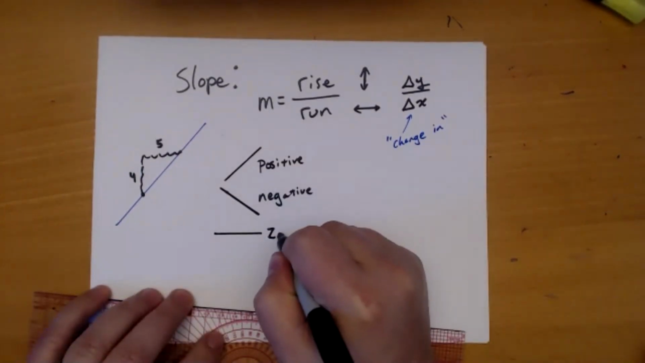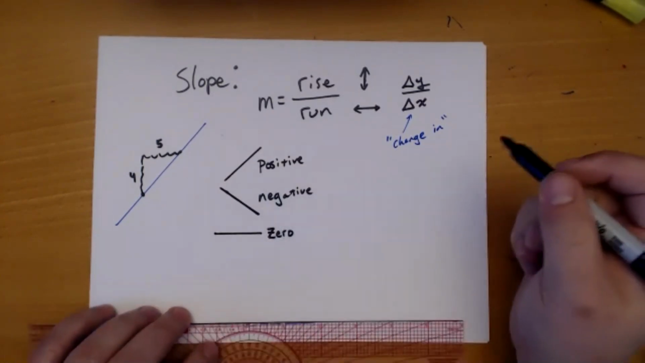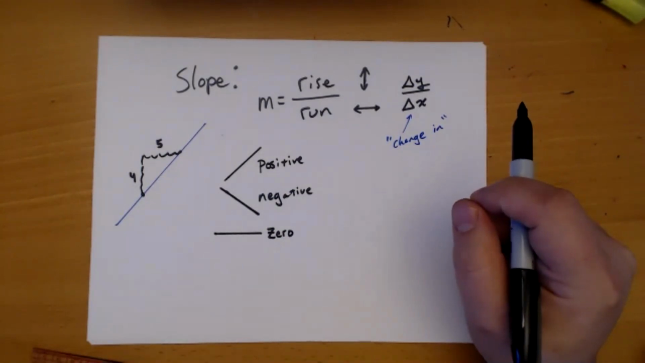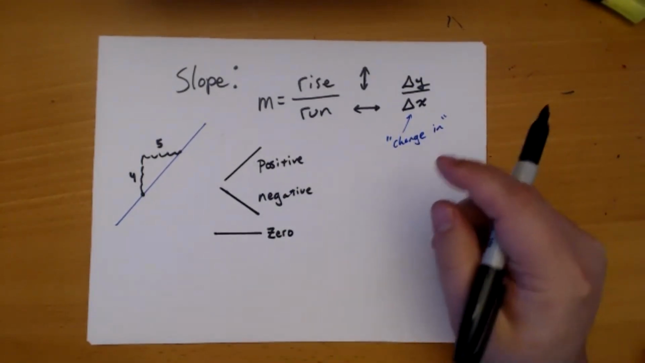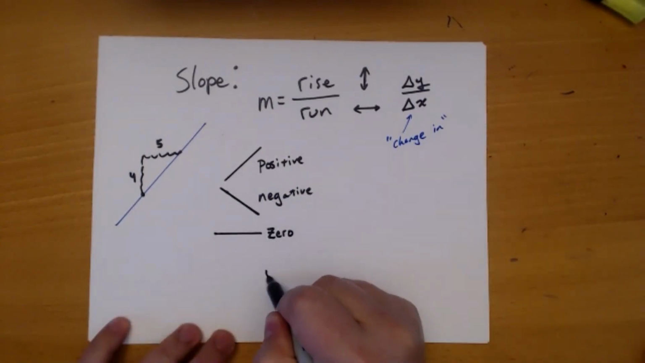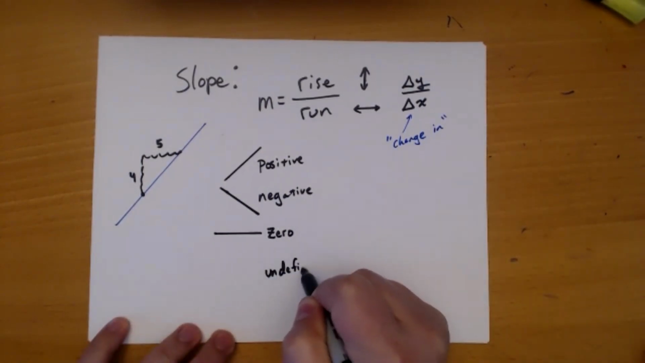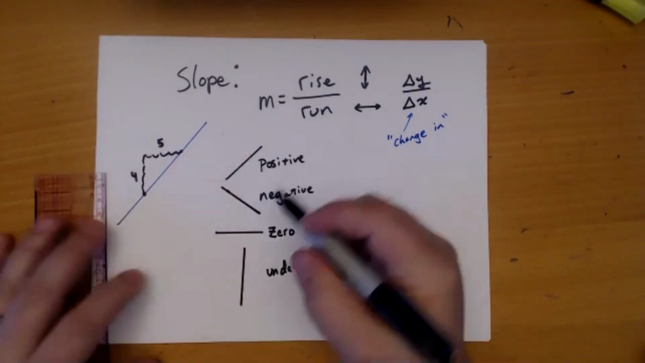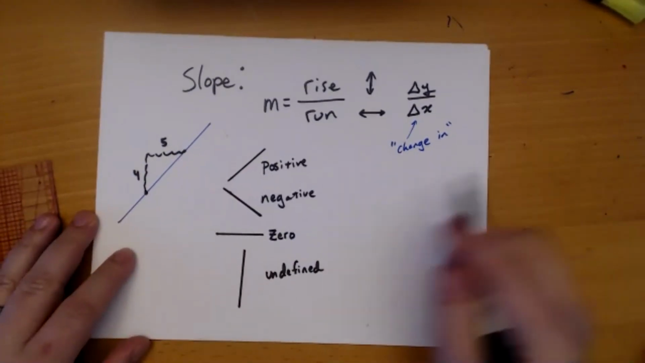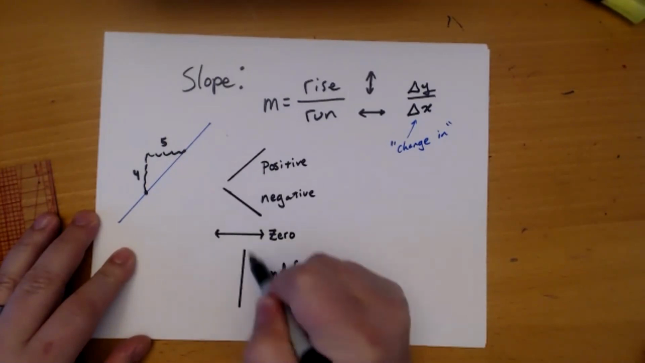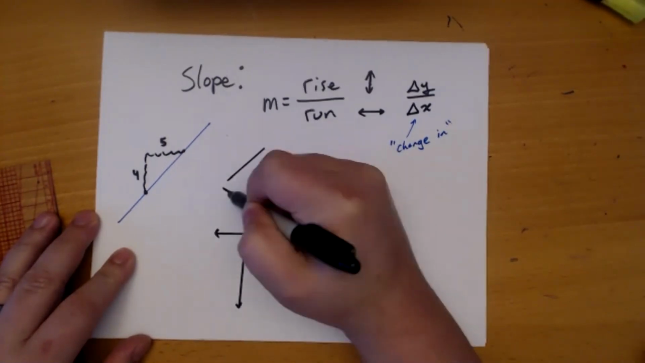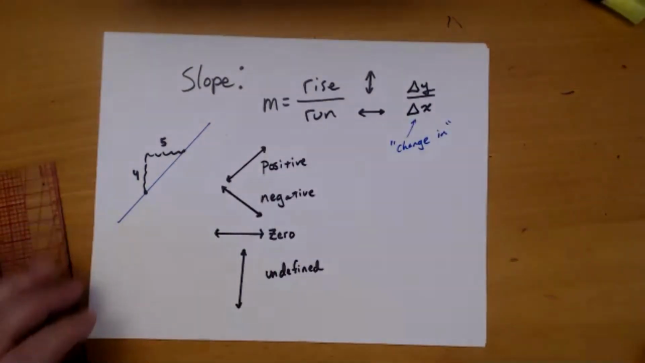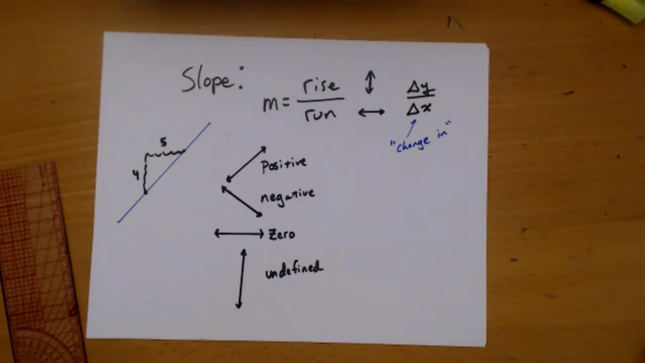What does it look like? Is it the undefined one? Yeah, what does that look like? The undefined one. Vertical? Yeah. Vertical? And that's straight up and down. Okay. Good, good, good, good. All right.